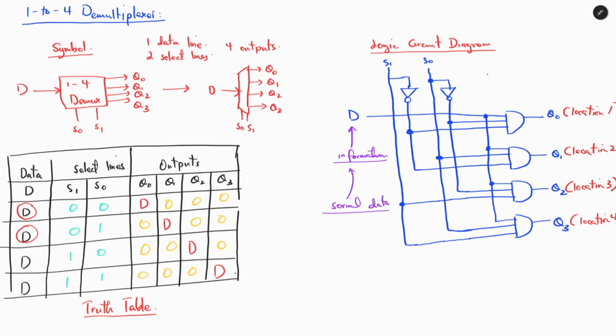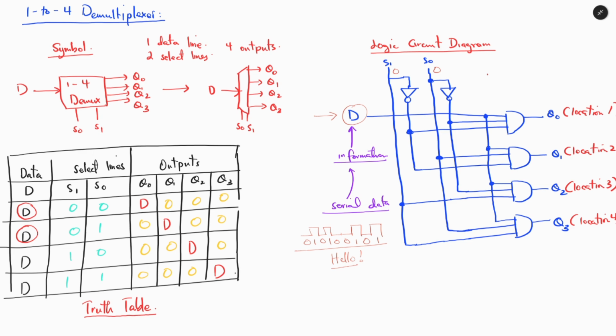And we can prove that if this data is serial data, something like this, we can have 0 1 0 1 0 0 1 0 1, and this is the serial data that will pass through the input of the 1 to 4 demultiplexer. And if this information carries the word, for example, hello, where can we send this hello? If we want to send this hello to location 1, we have to apply 0 and 0 at the select line.